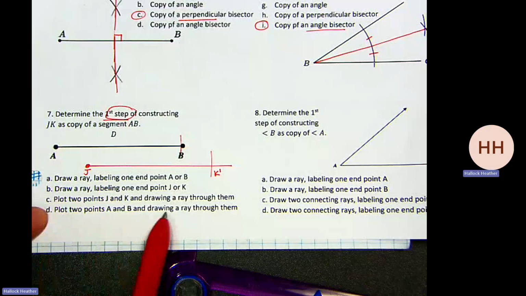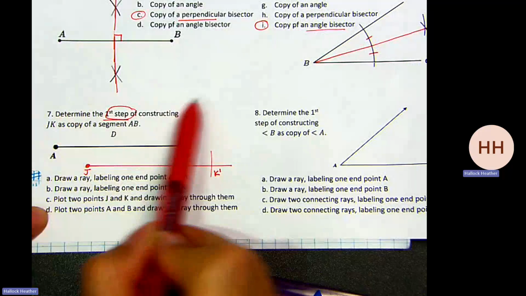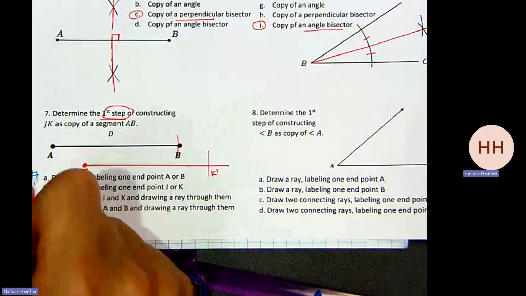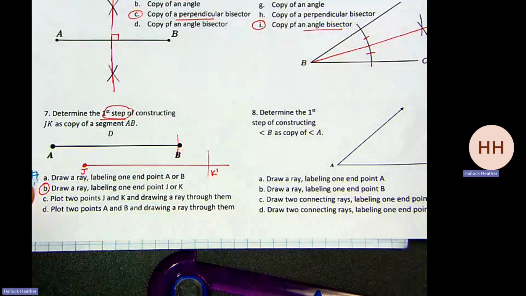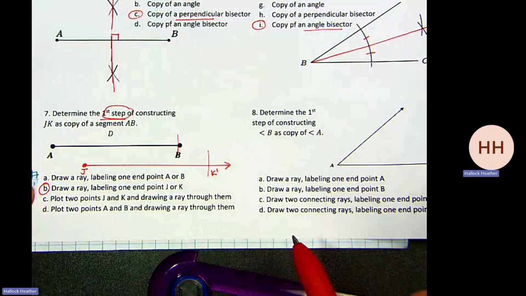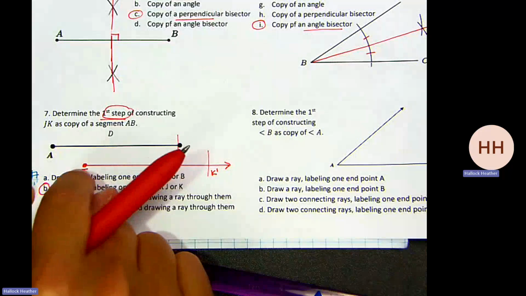Plot 2 points, A and B, and draw. That'd be like me drawing a point here and connecting it and calling it a day. I can't do that. So the correct answer is B. Copying the angle, the first thing I'd have to do is draw a ray, meaning this goes on forever. I don't know the length. So it's J and then draw a line.